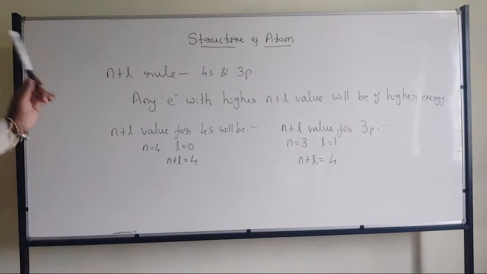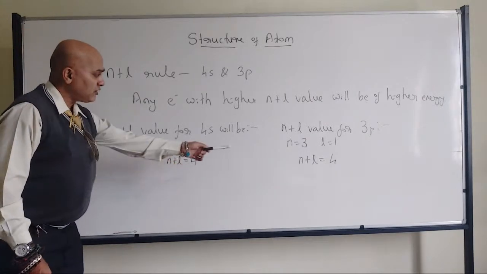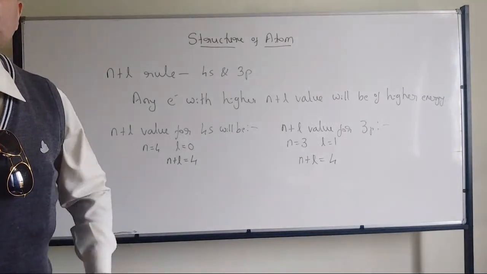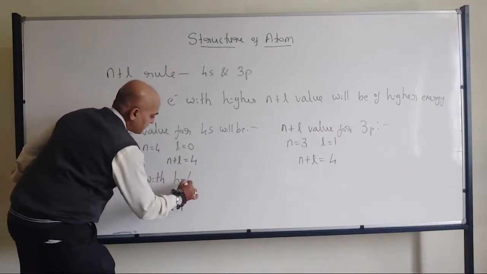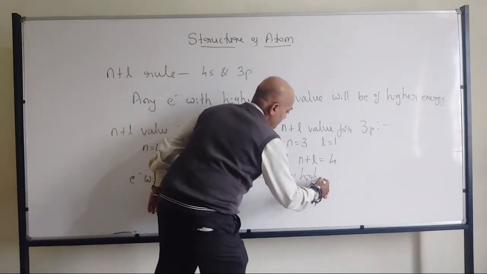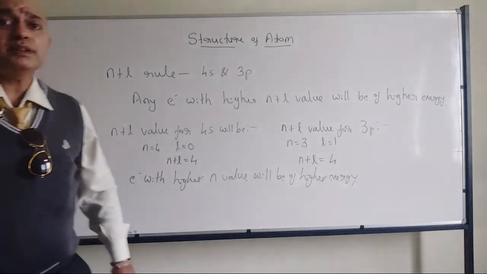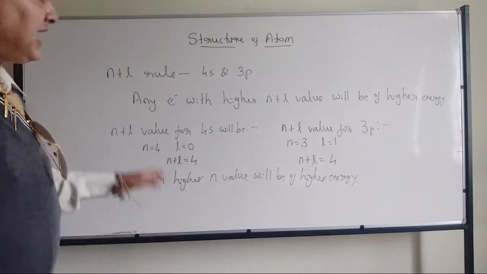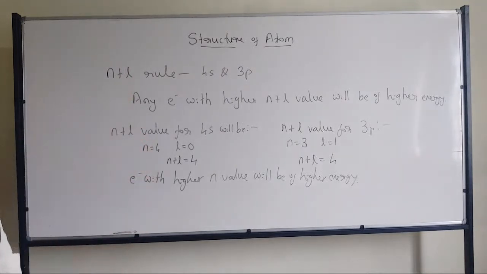So what I mean to tell here is, listen to me carefully. According to the first statement, any electron with higher n plus l value will be of higher energy. That is fine. But if they have equal values of n plus l, then which will be considered higher energy? Then the electron with higher n value will be of higher energy. So this statement is applicable when we have n plus l of equal value. So naturally 4s, not 4p, is the one to consider: if it were between them, the one with higher n value would be of higher energy. All of you have understood? So that's why we have the n plus l rule.